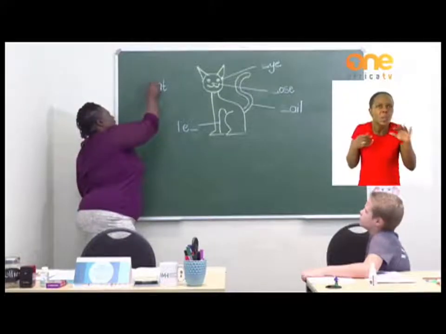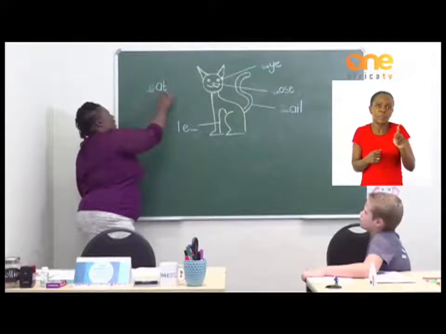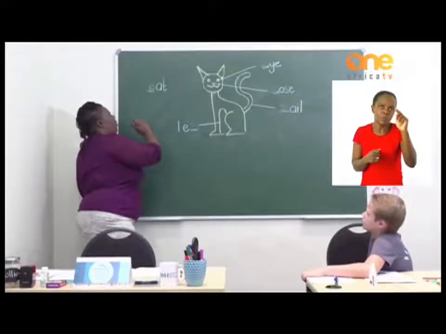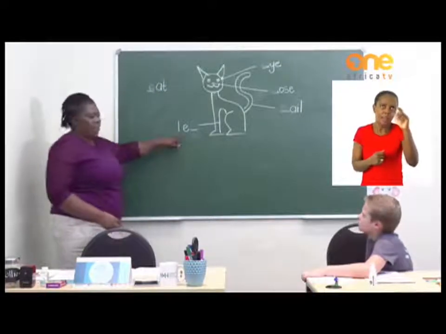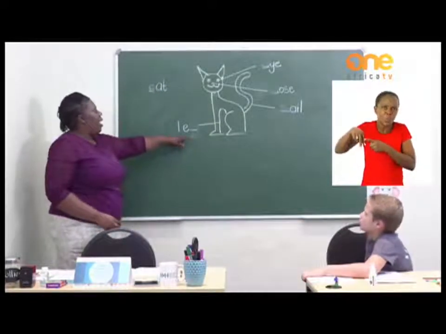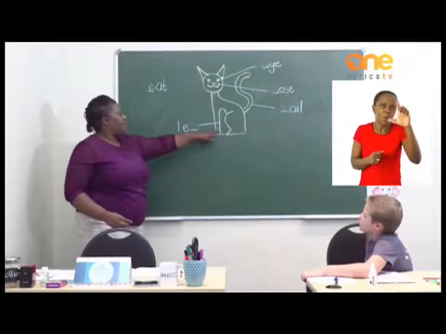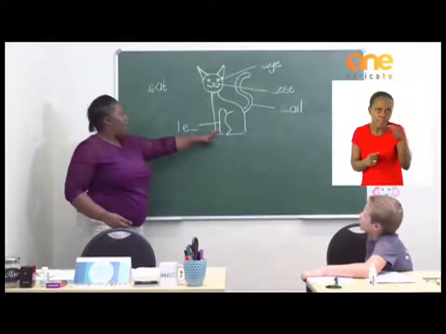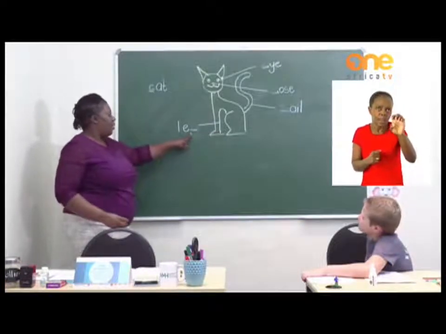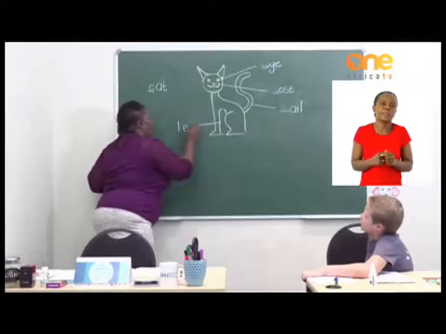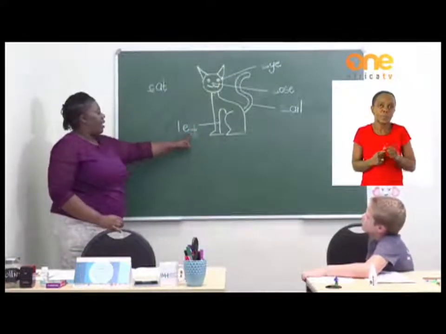What am I going to put here? Sheep. K for cat. A C for cat. This reads cat. The next word, L, is going to help us. L. What is this? Leg. It is a leg. Very good. What am I going to put here? G. G for leg. Let's read it together. Leg.